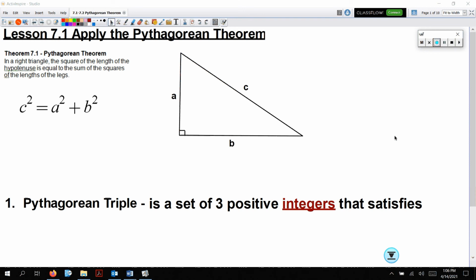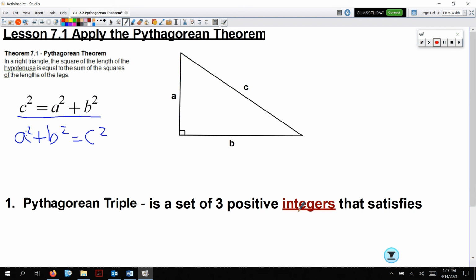This is nothing new. We've done this from the beginning, right? Usually we say a squared plus b squared equals c squared, but this also works too, right? The same equation, a squared plus b squared equals c squared. Okay, easy peasy. A Pythagorean triple is something that you should know. That is a set of three positive integers that satisfies the Pythagorean theorem.